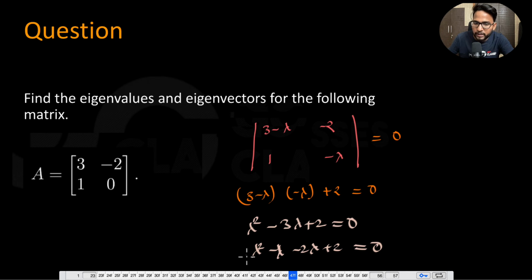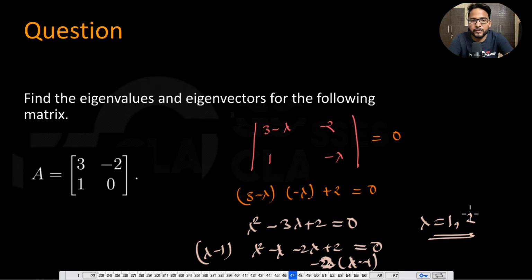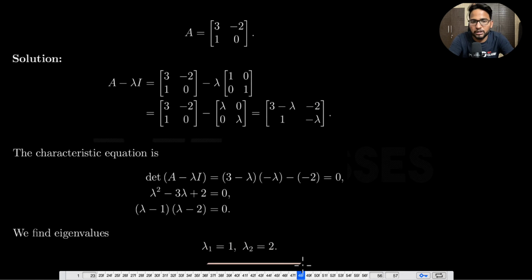So from here you can take the lambda common, and then it will be lambda minus 1, and then from here if you take the minus 2 common, then it will be lambda minus 1, right? So lambda minus 1 into lambda minus 2 equal to 0. So lambda equal to 1 and lambda equal to 2. So 1 and 2 are two answers. Let me quickly check. Yes, 1 and 2 are the two answers.